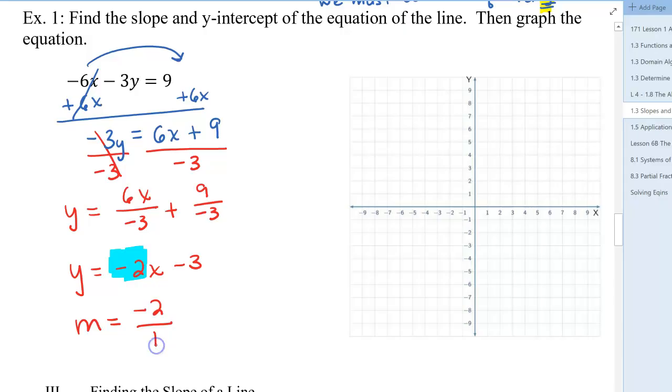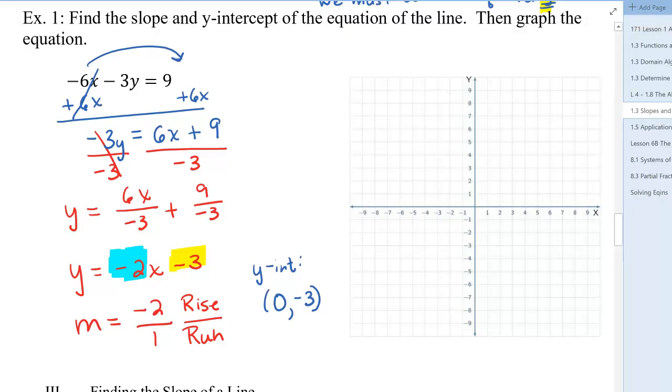I'm going to make it a fraction by putting it over 1, because the slope tells us the rise of the line to the run of the line. I'll show you what I mean when I graph it. The other number in this equation is negative 3. That is the y-intercept. Remember, x is 0 and the y value is negative 3.